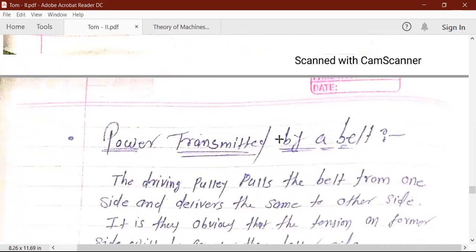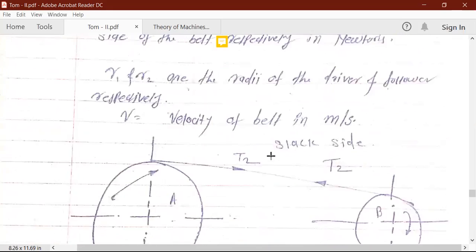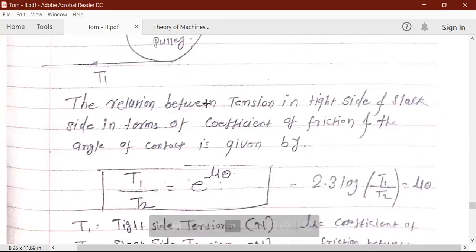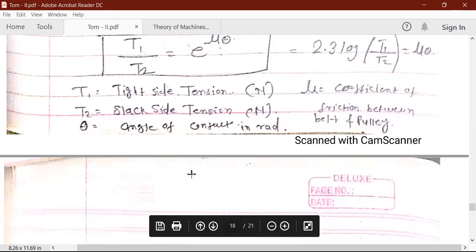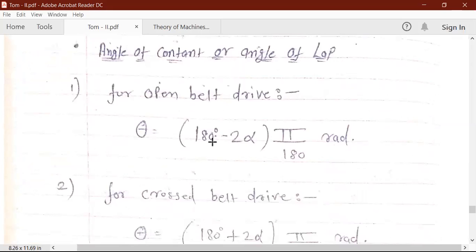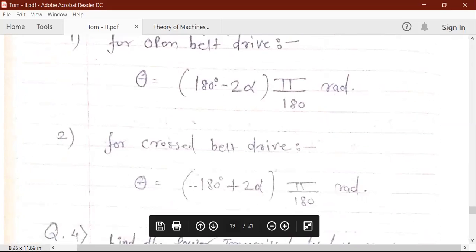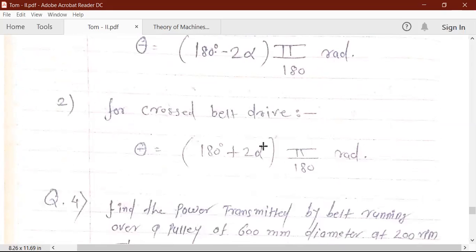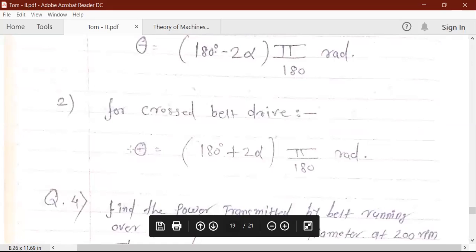So first is the power transmitted by the belt: P is equal to T1 minus T2 into V. Then the ratio of tension is T1 upon T2 is equal to e raised to mu theta. The third one, the angle of lap for open belt drive is 180 minus twice alpha into pi by 180, and for cross belt drive 180 plus twice alpha into pi by 180. Here alpha is the angle of inclination. Generally in a numerical, this alpha value is given and you have to find the value of theta. Then the numerical is going to be solved.